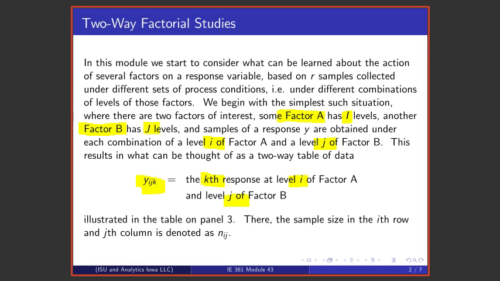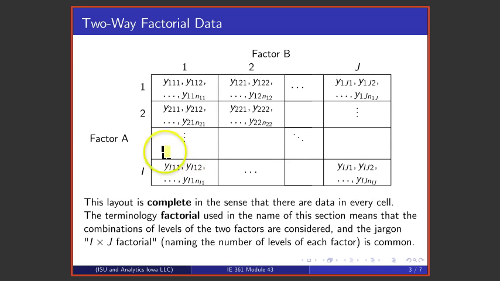In the way we're going to think of this thing as laid out, I is going to index row and J is going to index column. So factor A has possibility for its levels of 1, 2 up to I. Factor B has levels 1, 2 up to J. That makes a table that has I rows and J columns, I times J cells, and in any one of those cells we can think of there being data collected. So in the first row and the first column there are data values that are y_11k, with the third index saying which data point is under discussion.